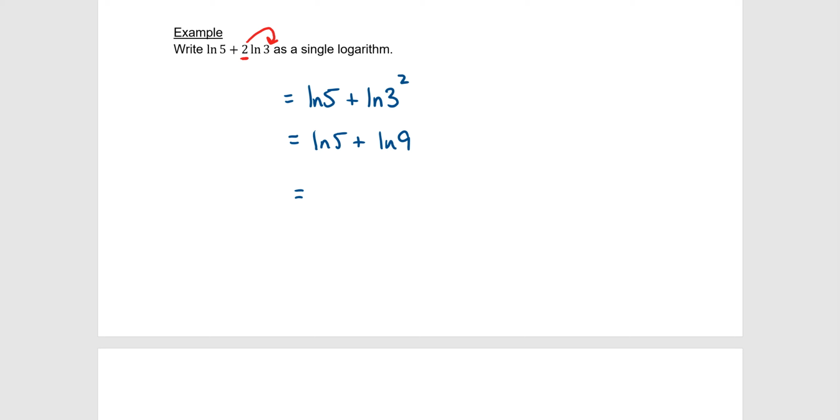Next is the product rule. Since these are being added, what we do is we combine them by multiplying them into one ln, and we get the ln of 5 times 9. So we get the ln of 45. That is 1 ln, so we are good.